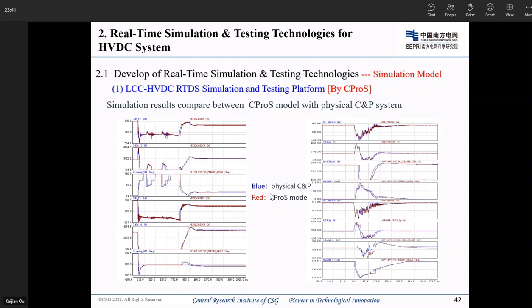We put them together for comparison. We can see that the red one is the C++, and the blue one uses the physical control and protection system. The red one uses C++, the PC control and protection model. From this picture, we can see it is very close, almost the same as the physical control and protection system. So we have also developed this C++ simulation.